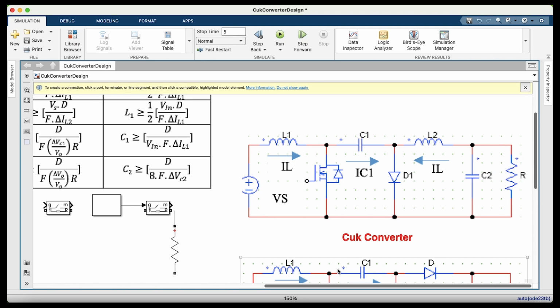Welcome back. In this video, we will explore the Cuk Converter. So, design the simulation of Cuk Converter in MATLAB Simulink. First, we will explore the Cuk Converter. It is a unique DC-DC converter that can both step up and step down voltage efficiently.